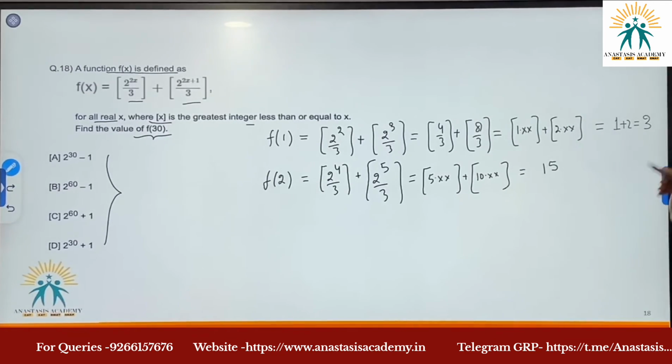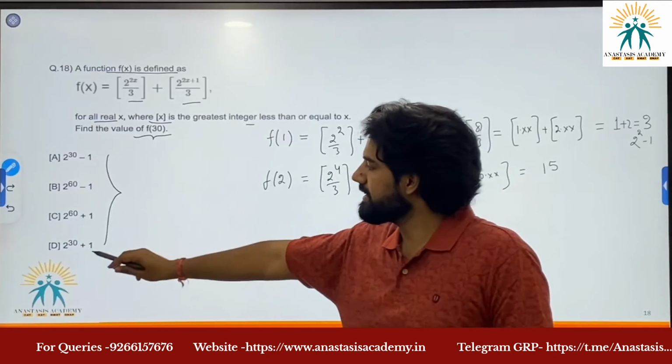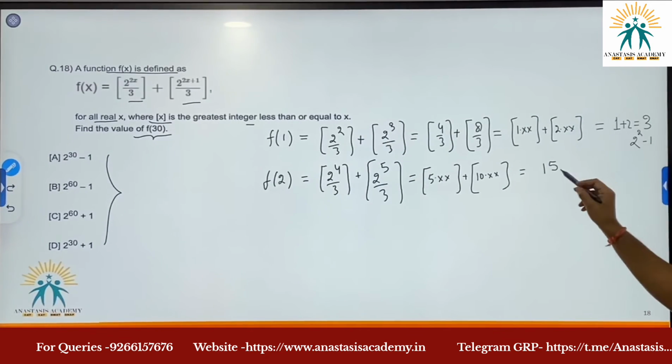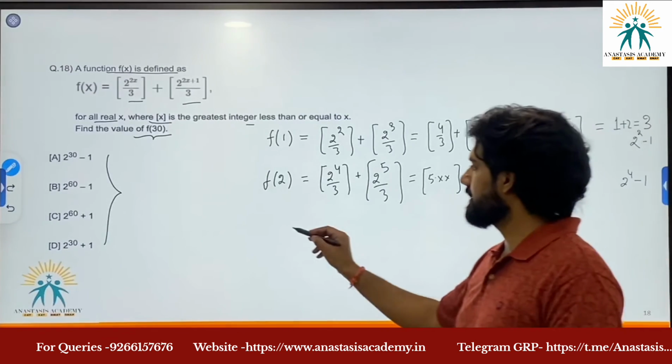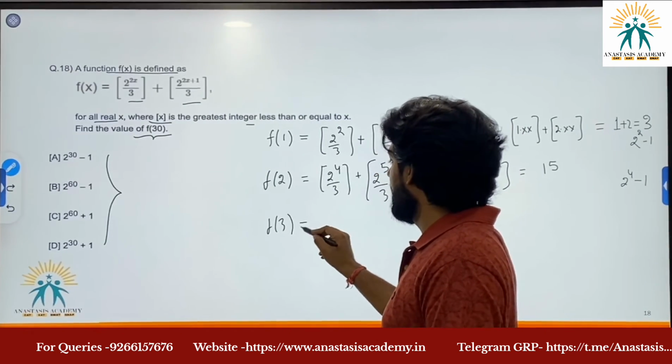One thing I can observe, 3 is 2 squared minus 1. If I write this answer in this form, it becomes 2 squared minus 1. And 15 is 2 raised to the power 4, 16, minus 1. Let's just calculate even further.